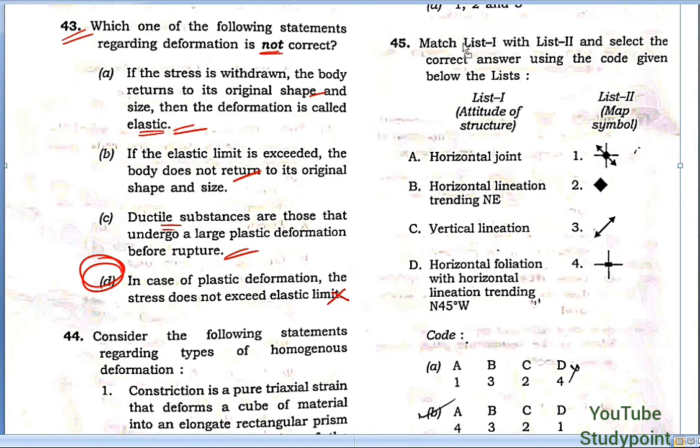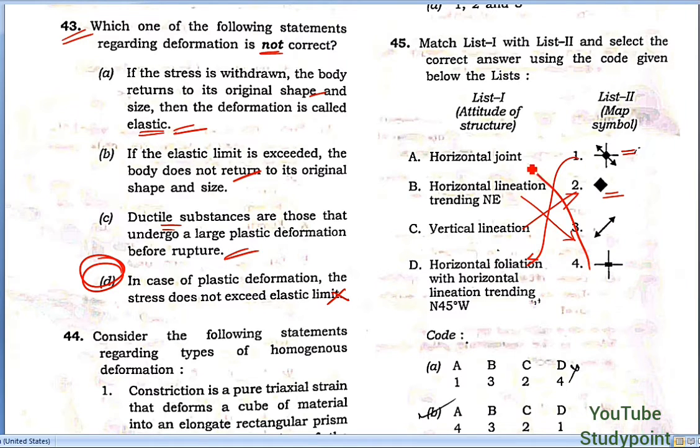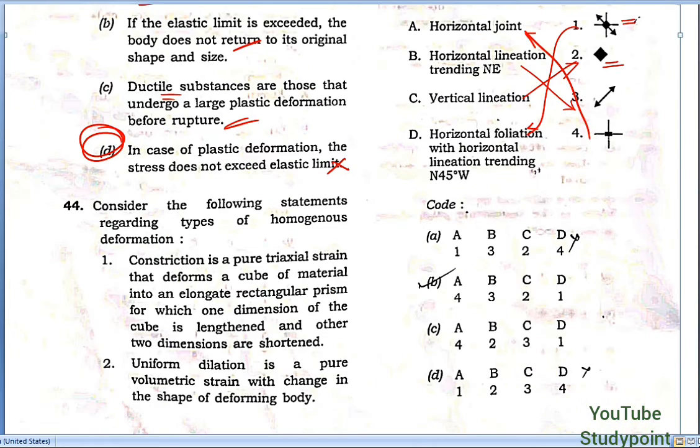Next, question number 45. Match list 1 with list 2 and select the correct answer using the code given. What is the first symbol for? This is for horizontal foliation with horizontal lineation trending north 45 degrees west. Okay. Second symbol is for vertical lineation. Third one is for horizontal lineation. And last one is for horizontal joint. Next, question number 44.